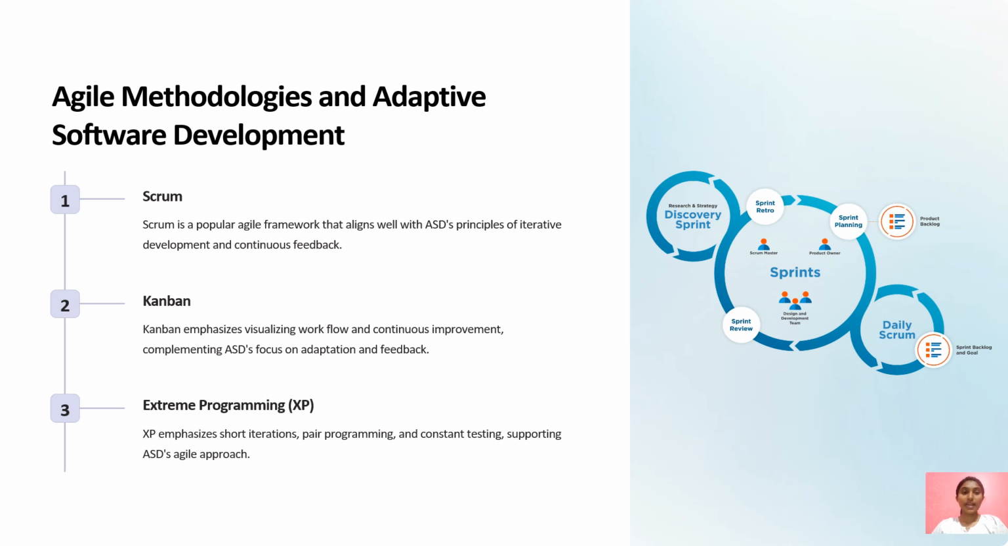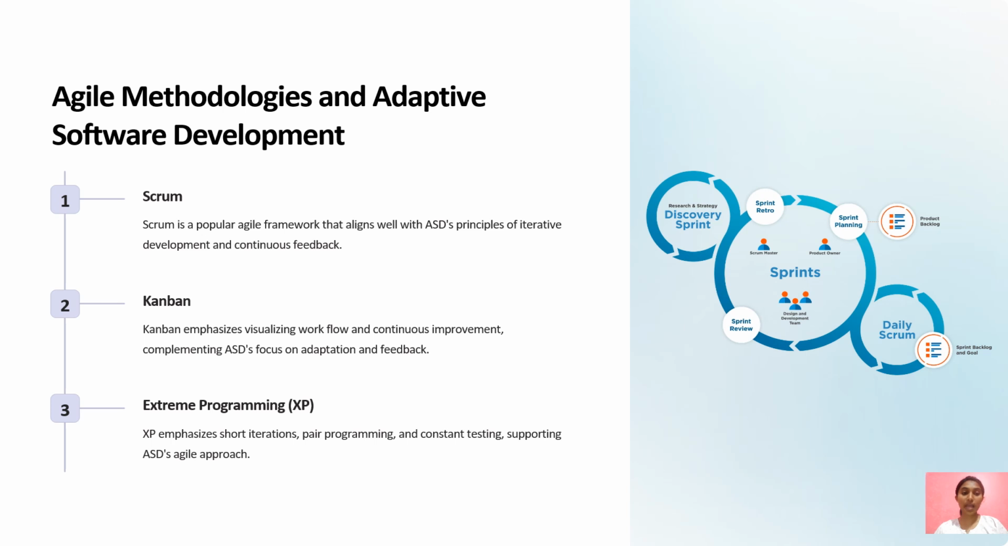Agile methodologies and adaptive software development. What are the agile methodologies that are implemented in adaptive software development? Let's see them. Scrum. Scrum is a popular agile framework that aligns well with ASD's principles of iterative development and continuous feedback. So, the first one is Scrum, which is implemented in adaptive software development.